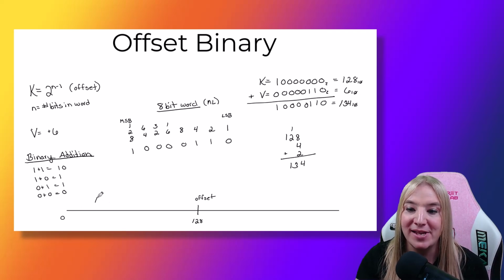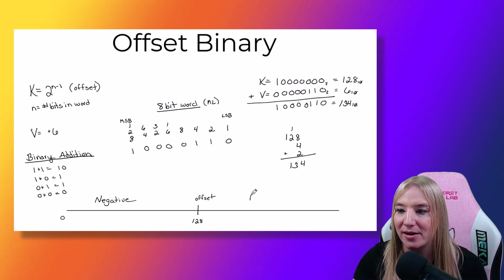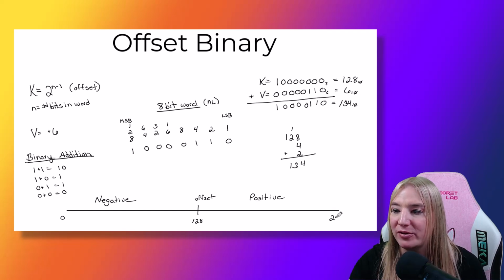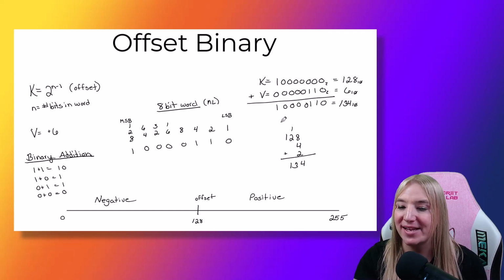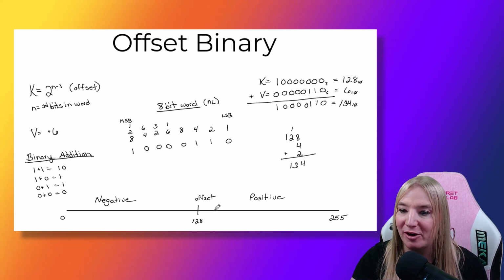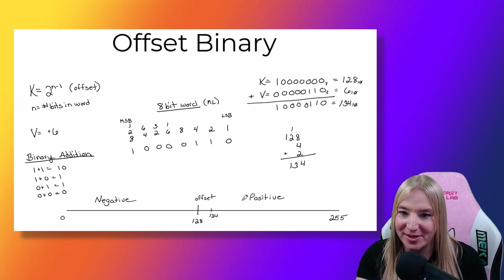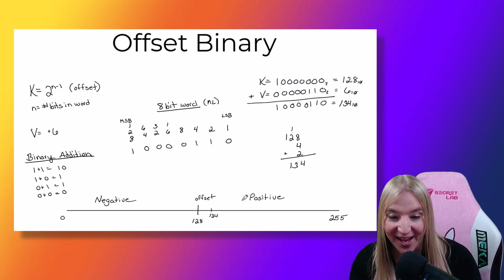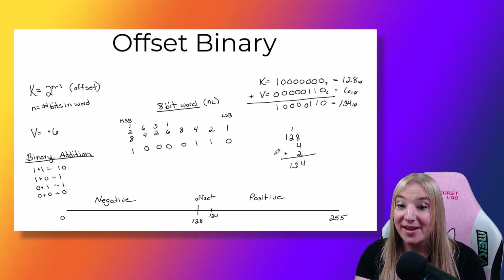So this is the negative side. I'm going to leave this little scale up here. Negative side, and this is the positive side. Just like that. And again, this is going to go up to 255. So where we fall, when we added that 6 to it, our actual value is over here at like 134. So we're at 134 on that scale. Cool, right? Isn't that pretty neat? I think it's neat.